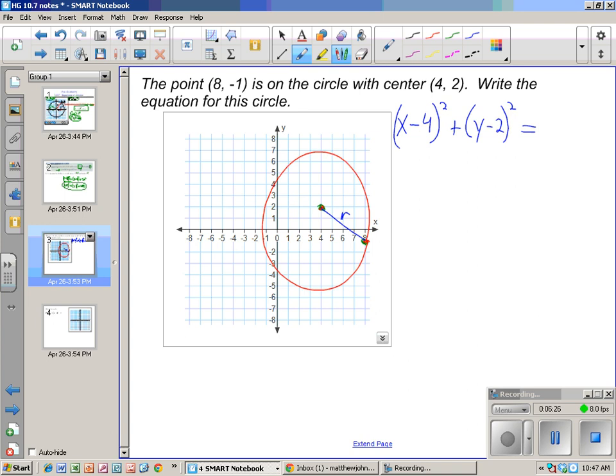So I am going to draw a little right triangle here. Just doing distance formula, but just using the right triangle idea of the distance formula. So to go from an x value of 4 to an x value of 8, that is a distance of 4. To go from a y value of -1 to a y value of 2, that is 3. You do Pythagorean theorem, you get a radius of 5. 5 squared is 25. There's the equation for this circle.